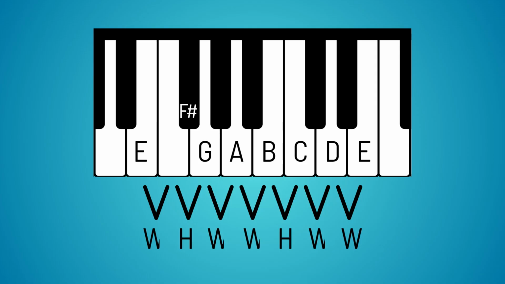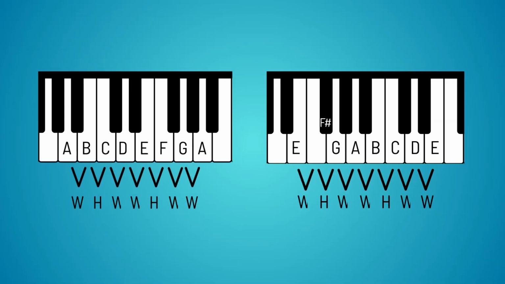E to F sharp is now a whole step. F sharp to G is a half step. G to A is a whole step. Now try playing or singing an A natural minor scale.